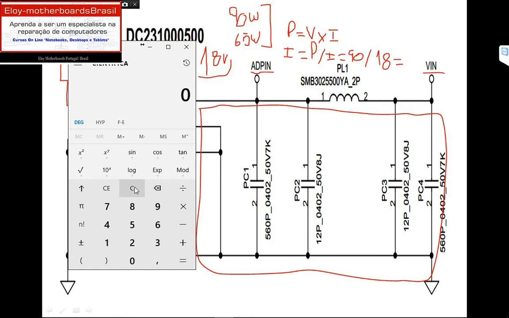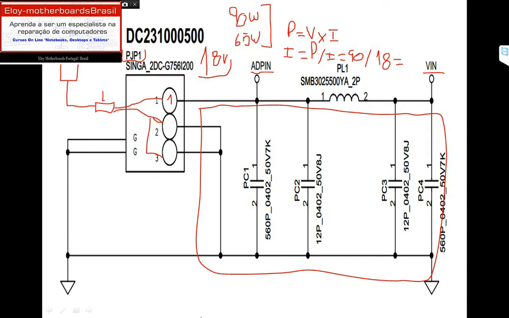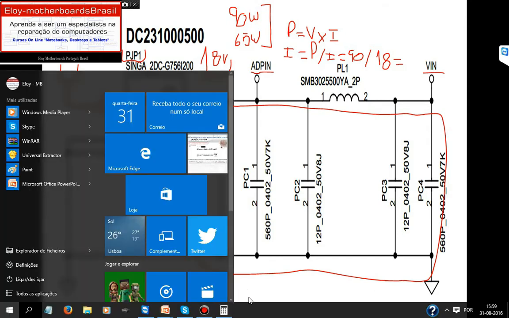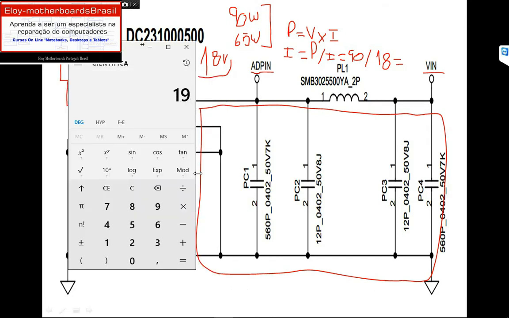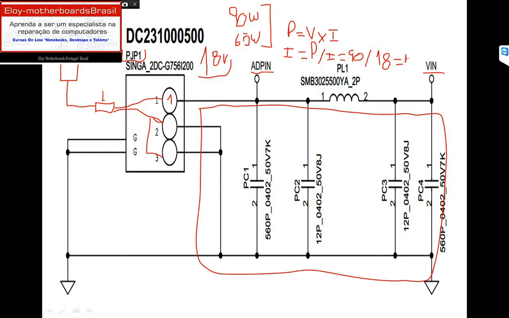Oh, sorry, I lost my calculator. Let's open it again. Sorry, let's start from the beginning: 90 divided by 19 is 4.7, so 4 point something amperes right here. As we have 18 volts, we will have here about 5 amperes.